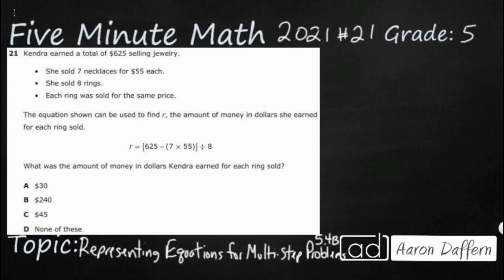Today we are looking at the 5th grade concept of representing equations for multi-step problems. This is standard 5.4b in the great state of Texas, and we are using item number 21 off the 2021 released STAAR test. If you have not done so already, please go ahead and take a moment to pause the video, work this problem out on your own, unpause it, and we will look at our answers together.